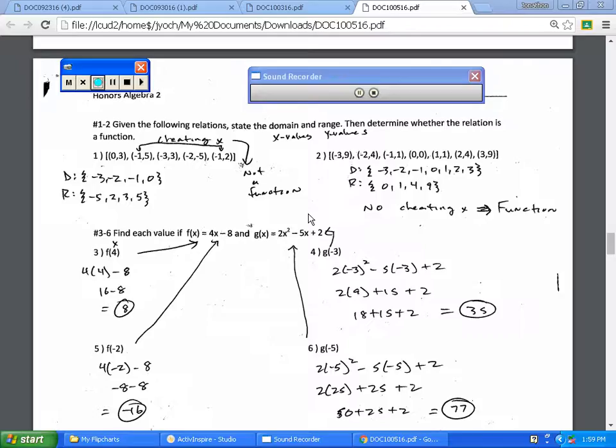Now, number 2, girls just want to have fun. They can take as many boys as they want to the dance. That is fine. So there's no repeat x. That's why it is a function, even though you see 4 and 9 twice in the y.